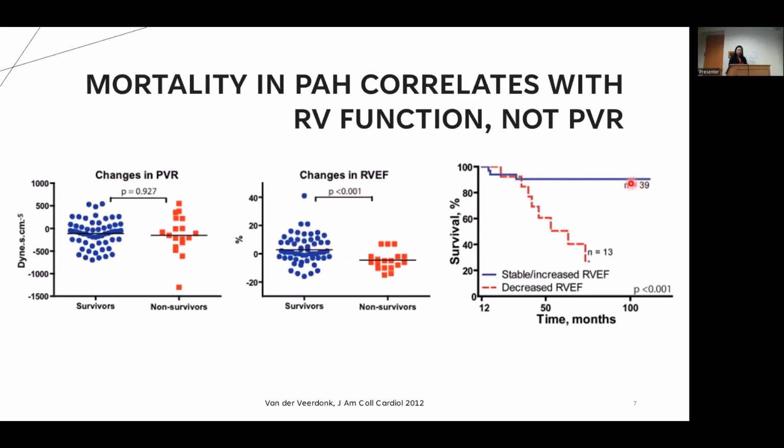And you can see pretty dramatically that patients, even patients that had a reduction in PVR and a decrease in the mean PA pressure, some of those patients could still develop decreased RV ejection fraction and RV failure. And there's this very steep drop-off curve in survival for those patients.